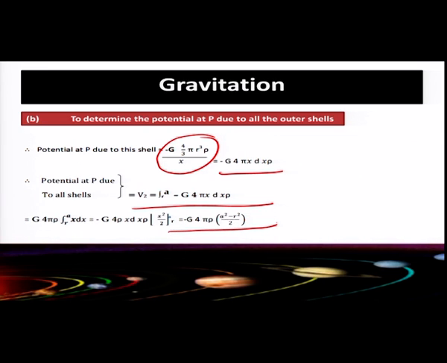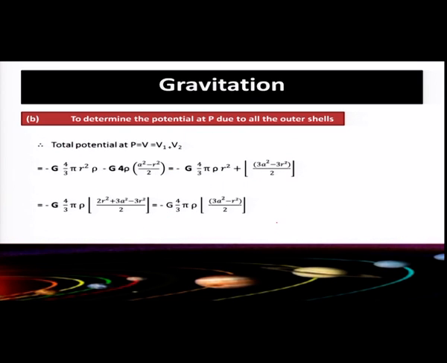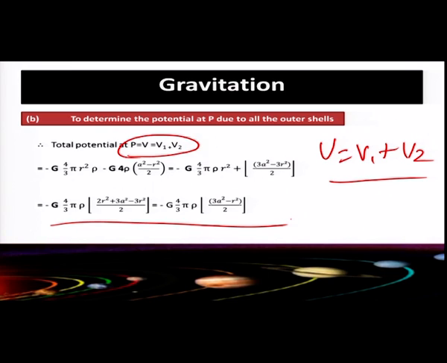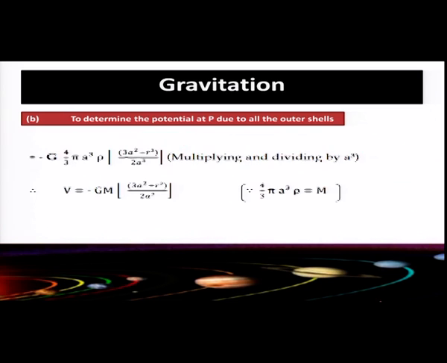minus G 4 pi rho into a squared minus r squared by 2. And in order to determine the potential at P due to all the outer shells, we can calculate the effective potential. So, the effective potential is V1 plus V2, where V is equal to the effective potential. The effective potential is V1 plus V2, and when you do this, the effective potential turns out to be minus G into 4 by 3 pi rho into 2 r squared plus 3 a squared minus 3 r squared by 2. When you simplify this expression, it gives rise to minus G into 4 by 3 pi rho into 3 a squared minus r squared by 2.